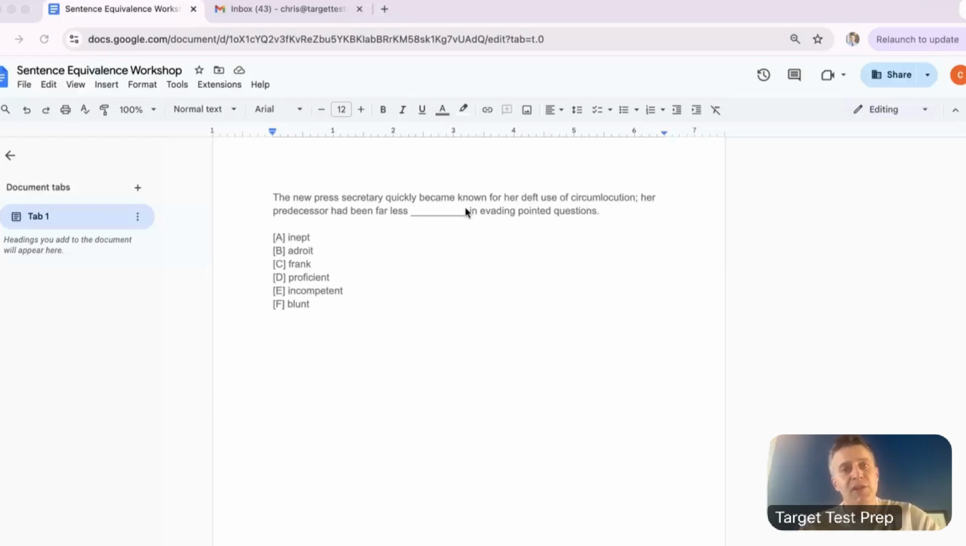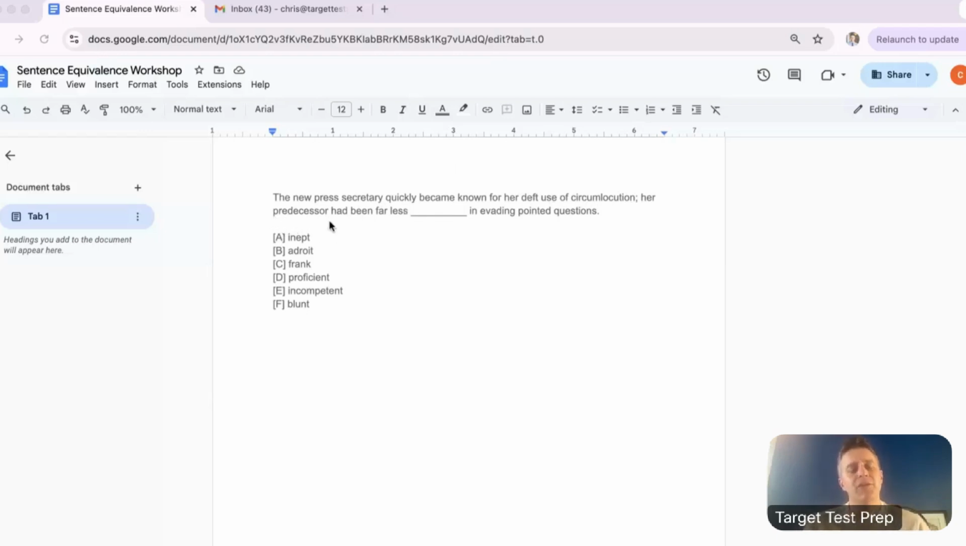The new press secretary quickly became known for her deft use. I'm going to underline that word deft. Her predecessor, after the semicolon now I'm reading, her predecessor had been far less blank in evading pointed questions. So I read the entire sentence. I then go back and I look for clues that are important. I see deft, which means skillful.